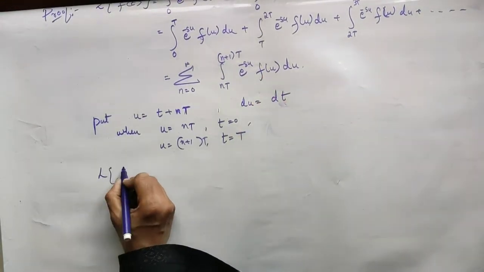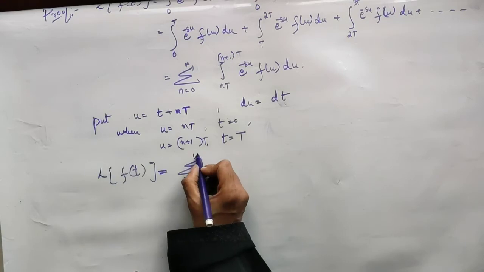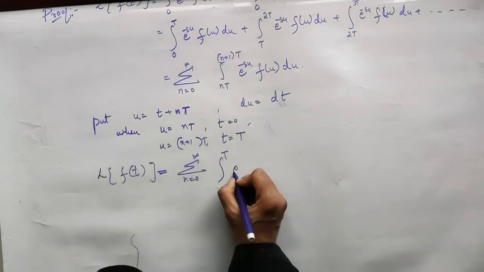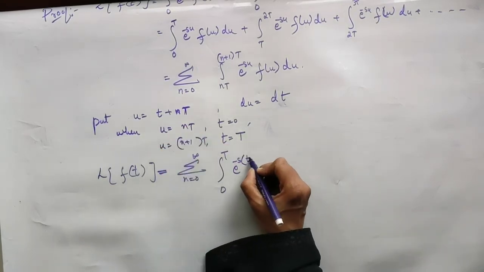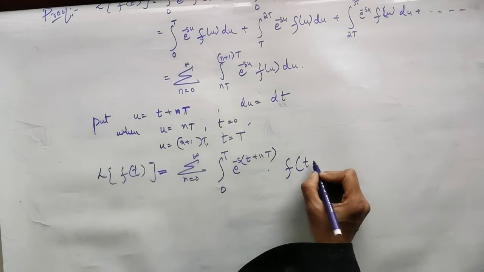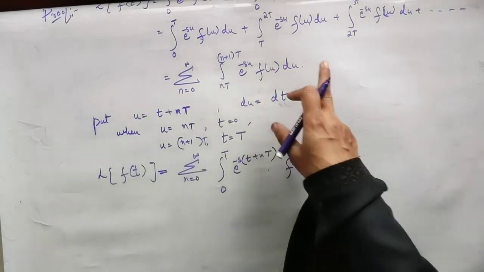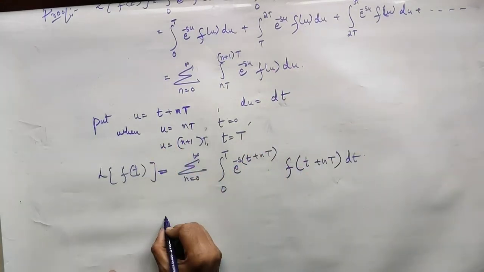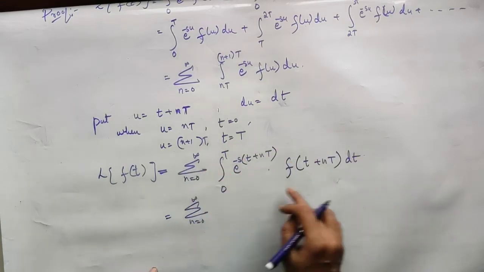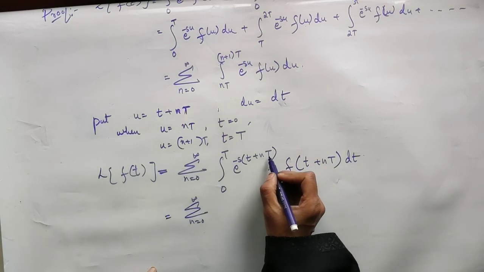Therefore the Laplace transform of the periodic function f of t is obtained as summation n going from 0 to infinity, integration from 0 to T, of e to the power minus s, in place of u you are writing t plus nT, into f of u, which is f of t plus nT, and du is equal to dt. I am replacing every u by that defined thing. Now this is again equal to summation n going from 0 to infinity. From this particular integral, you see that the integration only goes for small t, not for the capital T term, because these two are constants.